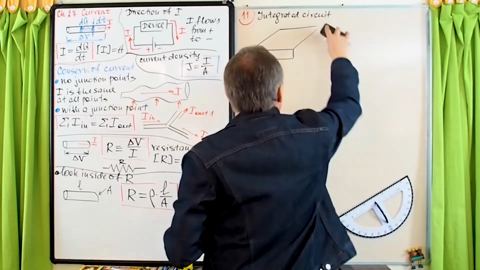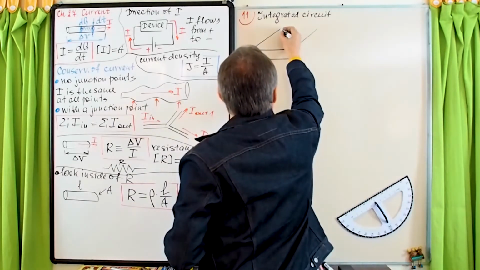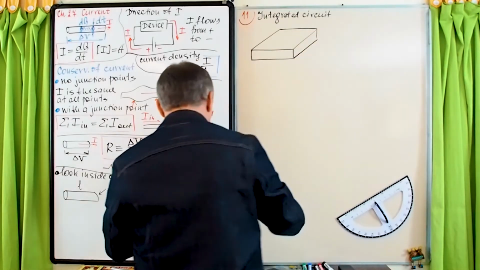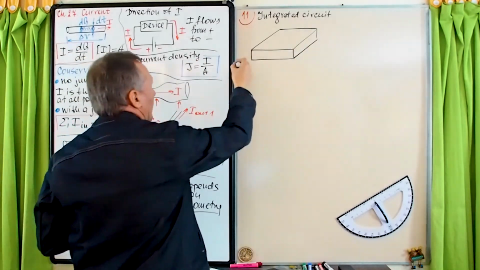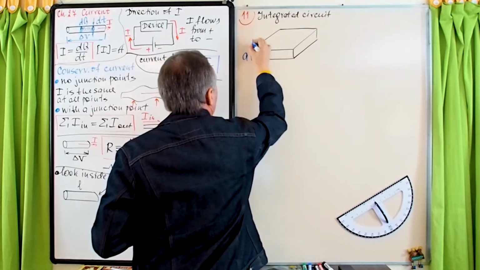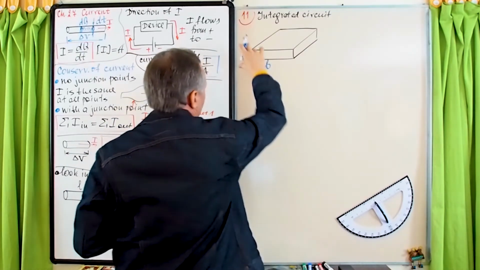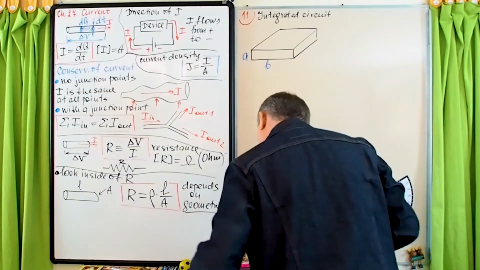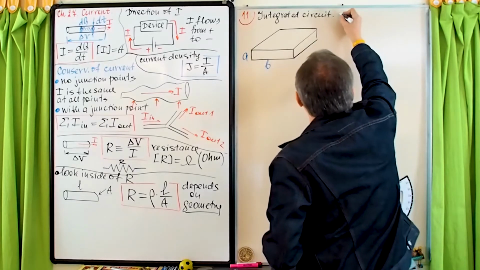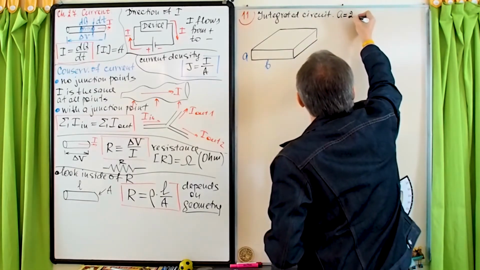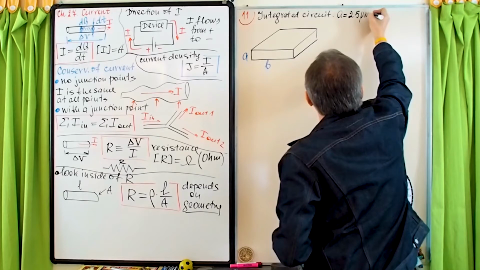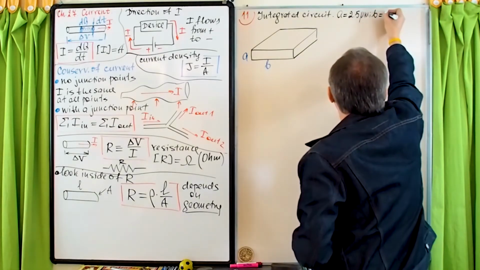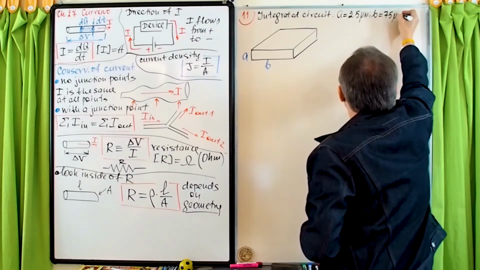Oops. Wrong direction. Right. So, geometry. A by B. This height is A, width is B. So those are given. A is 2.5 micrometers, B is 75 micrometers.